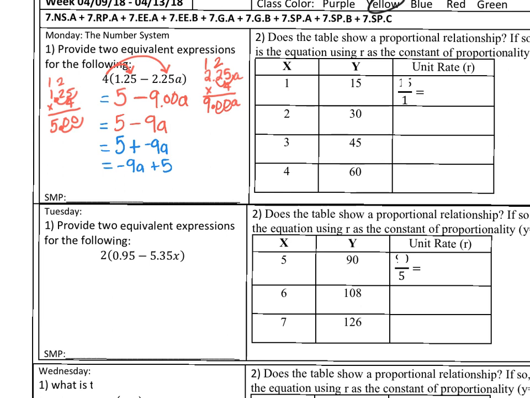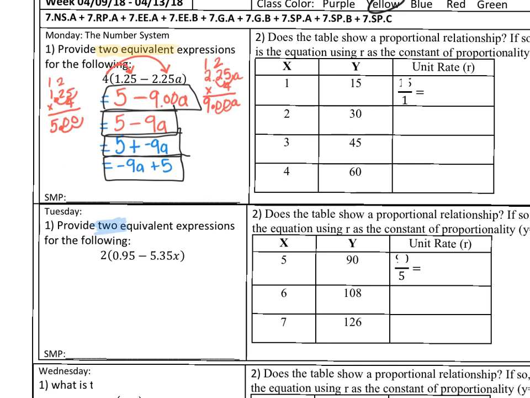Now let's read the instructions. We should have probably started with that, but that's okay. It says provide 2 equivalent expressions for the following. I gave you 4 equivalent expressions. I gave you the first one, the second one, the third one, and the fourth one. Okay? Now on Tuesday number 1, it's going to ask you for the same thing. Provide 2 equivalent expressions. Make sure that you provide 2 or more.